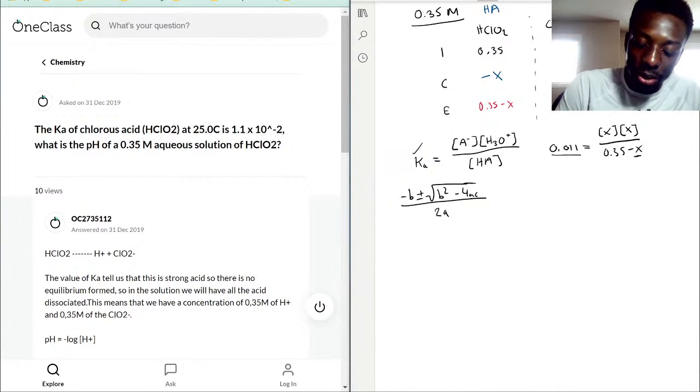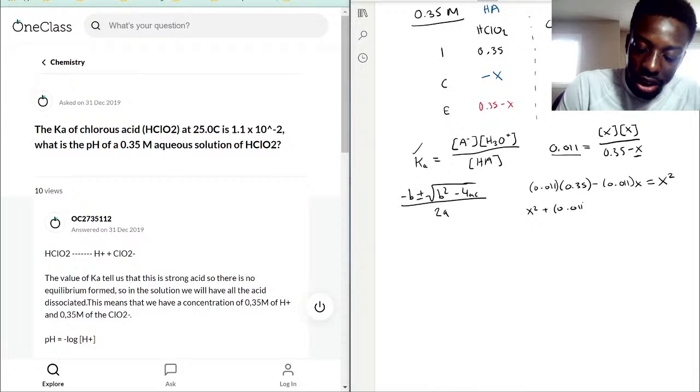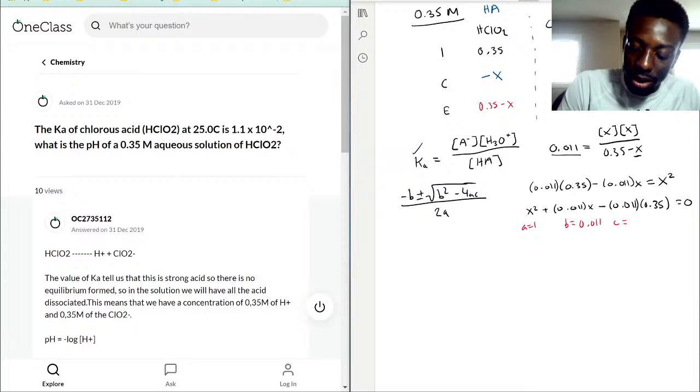The reason is, as you solve for this, you'll notice that it'll be 0.011 times 0.35 minus 0.011x is equal to x squared. Now if we move everything to the right so it equals 0, it's going to be x squared plus 0.011x minus whatever these two multiply into, is equal to 0. And that's when we use our quadratic formula. a is equal to 1 here, and b is the number multiplied by the x, so that's 0.011, and c is just whatever this behemoth is, 0.011 times 0.35. So that's a, b, and c.